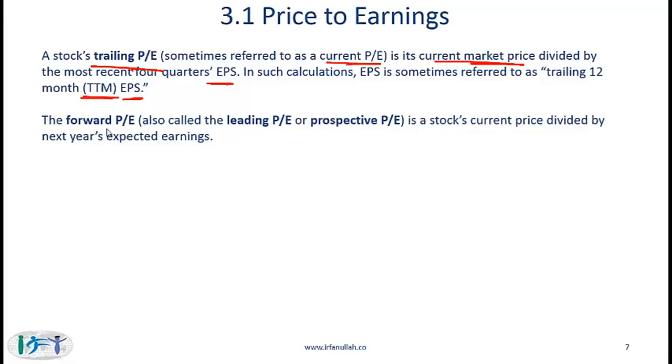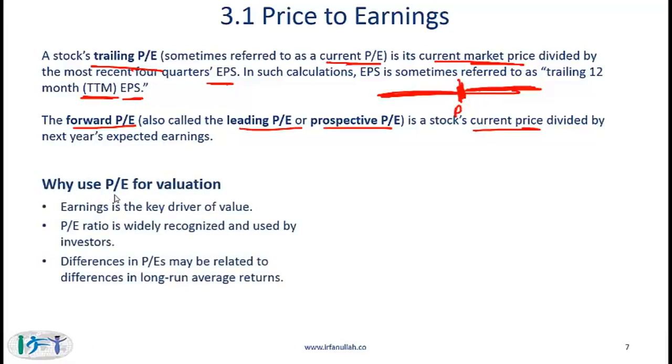Quite often in the financial world, where we need to take a forward-looking perspective, we quote or are given forward PEs. These are also called leading PEs or prospective PEs. The forward PE is the stock's current price. So notice in both cases, the price is the current price. If this is the current point in time, we take the price at this point in time. With the trailing PE, we divide price by a trailing EPS. With a forward PE, we divide price by an EPS in the future.